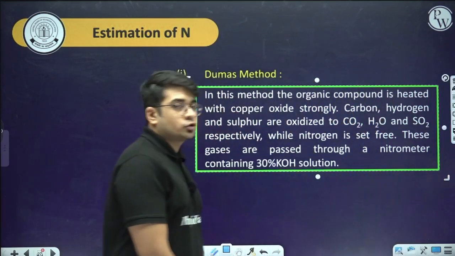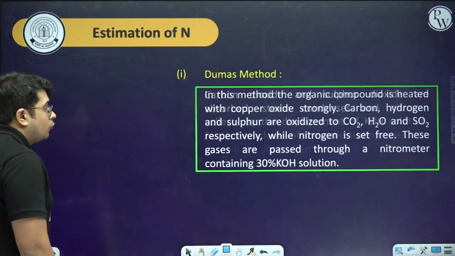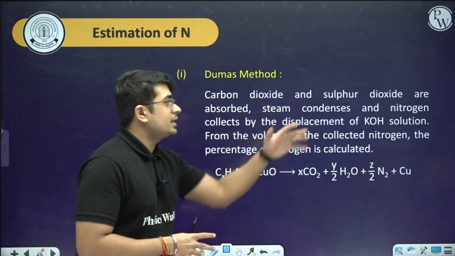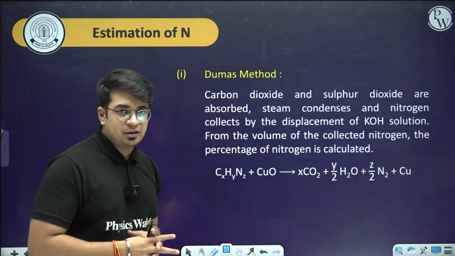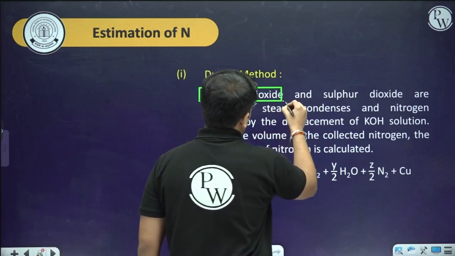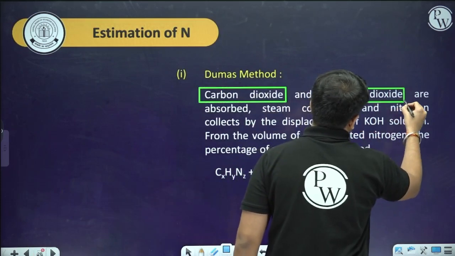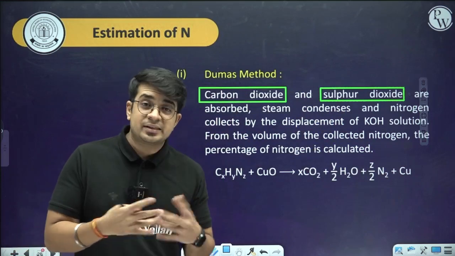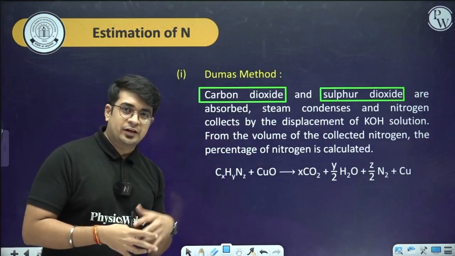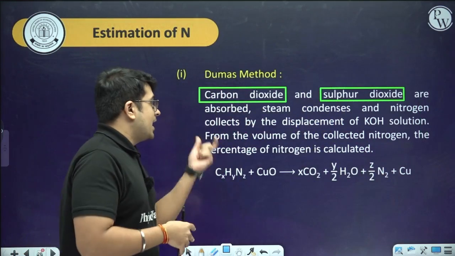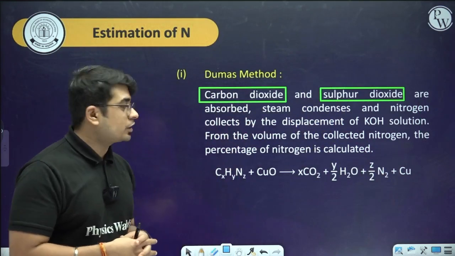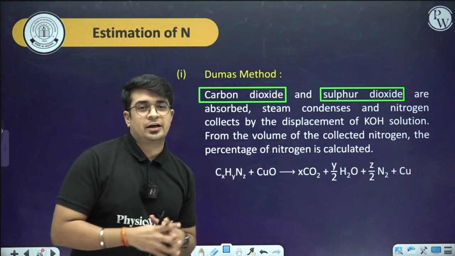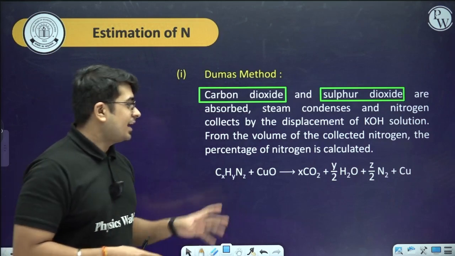What is the actual course of reaction? Carbon dioxide and sulfur dioxide are absorbed and steam condenses. Both carbon dioxide and sulfur dioxide are acidic in nature and they are going to be absorbed in KOH because it is basic in nature. And steam, whatever H2O is being produced, is going to be condensed. And nitrogen is collected by the displacement of the KOH solution. From the volume of the collected nitrogen, the percentage of nitrogen is calculated. I hope this part is clear.